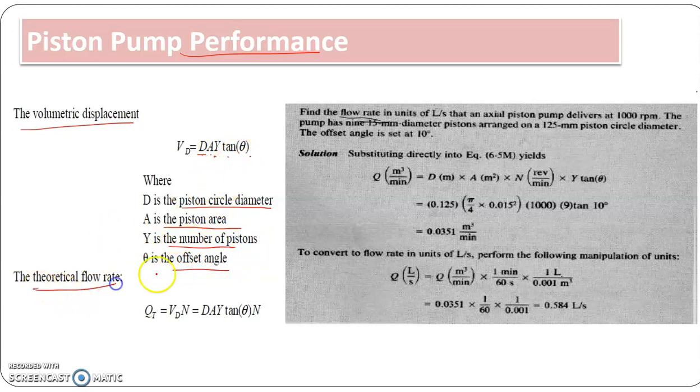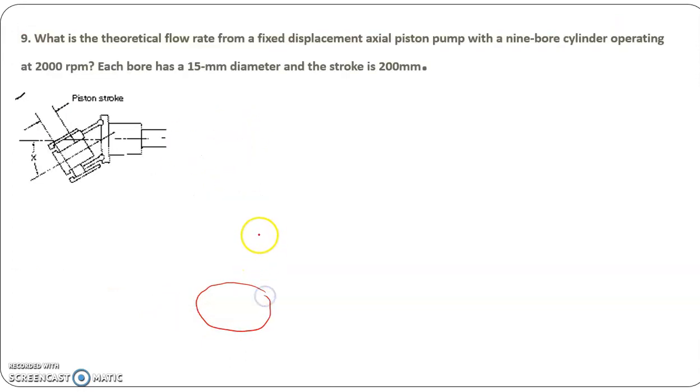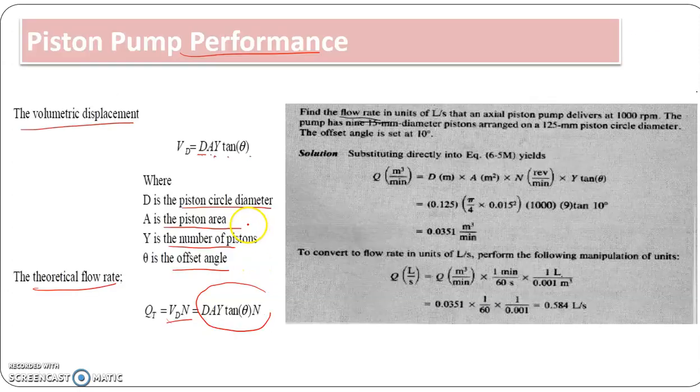So the theoretical flow rate Qt equals Vd times N. Vd equals this, times N. So for the Qt, you get this one. Next we proceed to the example.